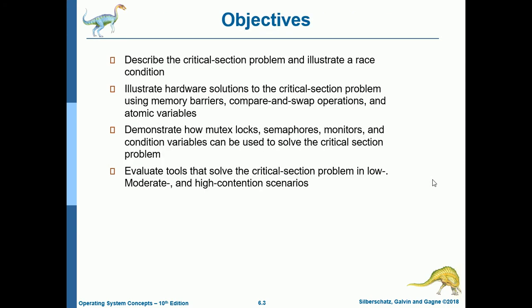So the objectives of this chapter are: describe the critical section problem and illustrate a race condition; illustrate hardware solutions to the critical section problem using memory barriers, compare and swap operations, and atomic variables; demonstrate how mutex locks, semaphores, monitors, and condition variables can be used to solve the critical section problem; and evaluate tools that solve the critical section problem in low, moderate, and high contention scenarios.